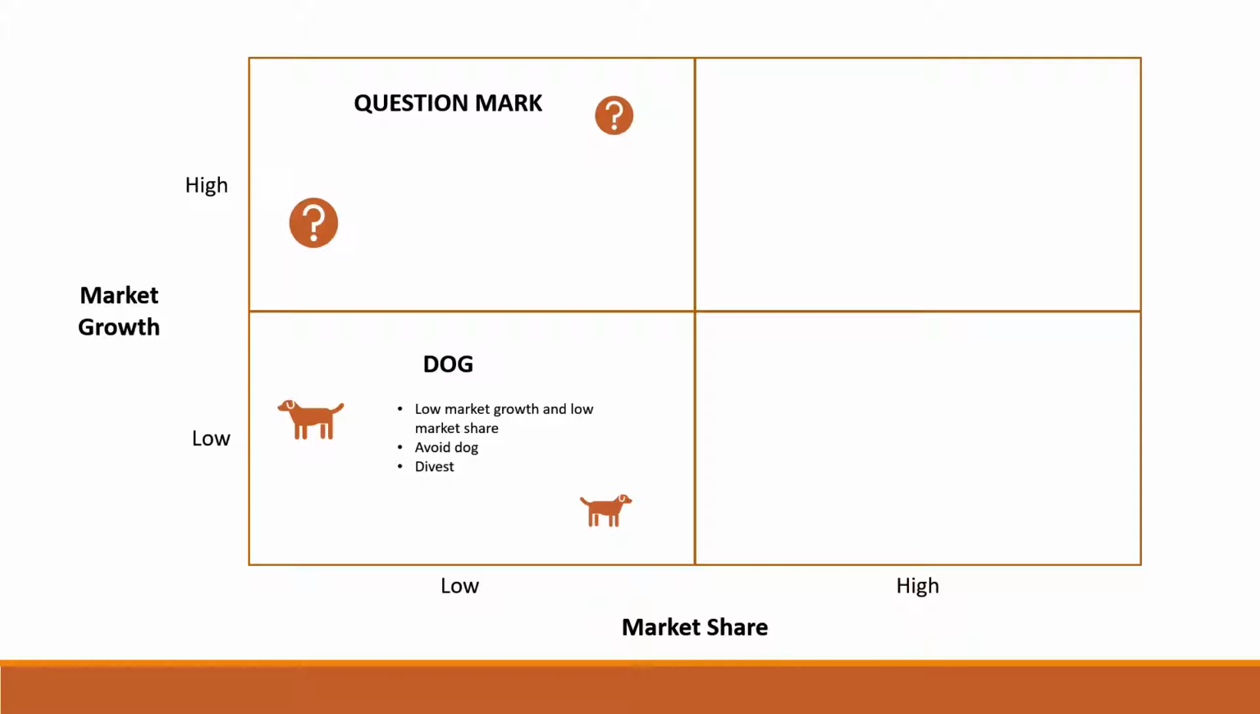The next segment of the BCG matrix we are going to look at is the question mark. The question mark consists of high growth and low market share. A question mark often consumes a tremendous amount of cash but returns very little.